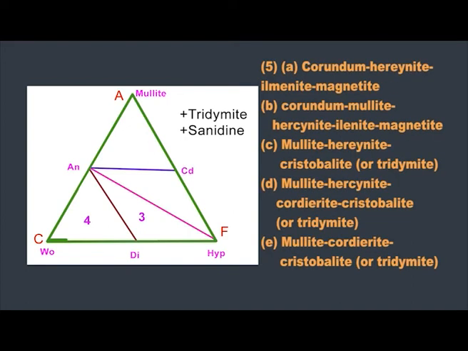Fifth, A. Corundum, hercynite, ilmenite, magnetite. B. Corundum, mullite, hercynite, ilmenite, magnetite. C. Mullite, hercynite, cristobalite, tridymite. D. Mullite, hercynite, cordierite, cristobalite or tridymite. E. Mullite, cordierite, cristobalite or tridymite.